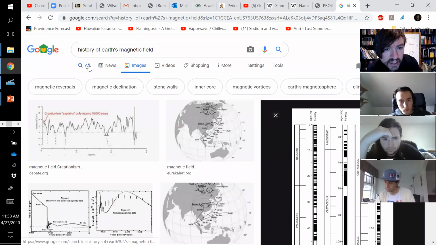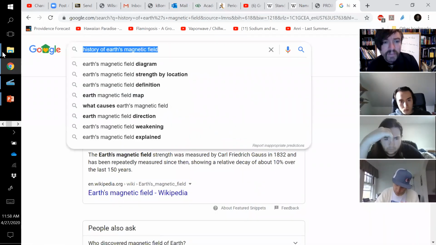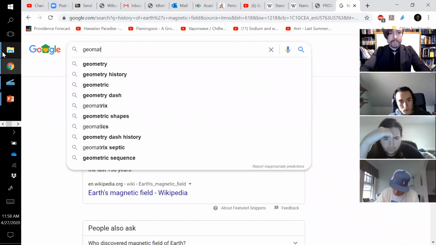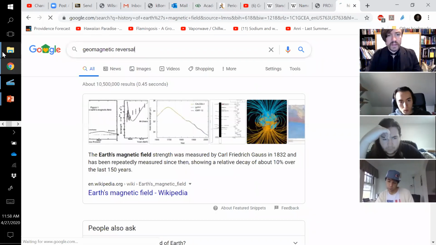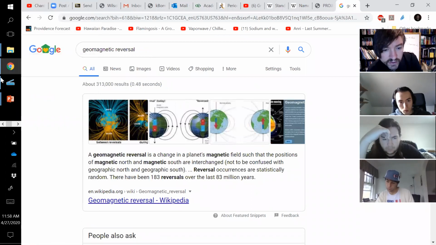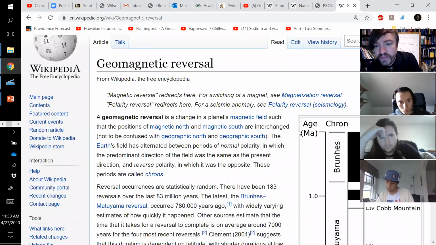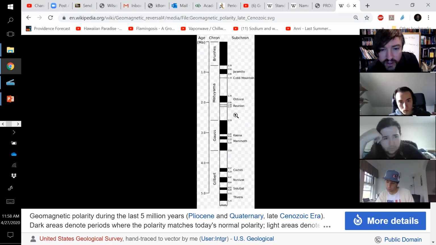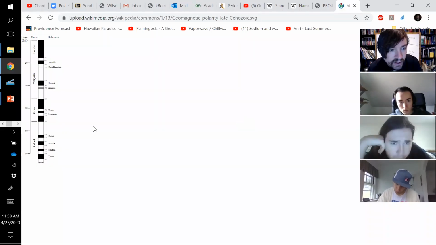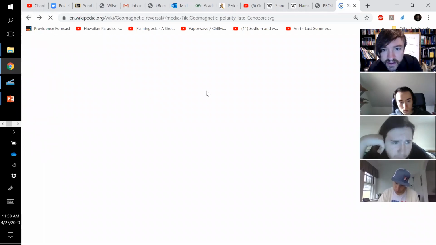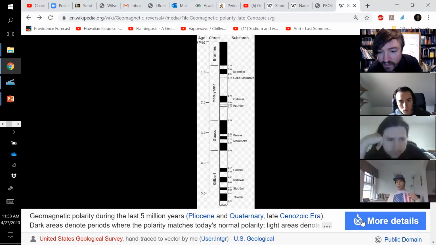Let me type in, I'll tell you what, let me type in geomagnetic reversal. Yeah, here we go, geomagnetic reversal. Hopefully this is what I want right here. So look at this totally fascinating graph showing you the history of Earth's geomagnetic reversal.